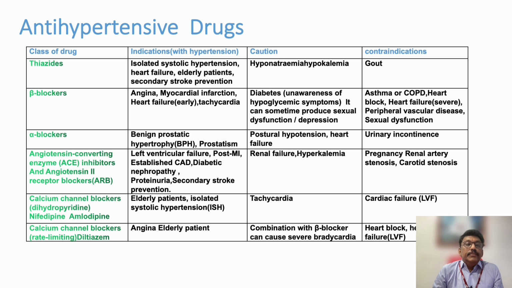Alpha blockers, if the patient is already having benign prostatic hypertrophy or prostatism, this may be the first line drug. But most of the time alpha blockers are second line drugs in treating hypertension. ACE inhibitors or ARBs can be started in all types of patients, but they are not used in patients having renal failure and pregnancy. So we have to remember two important contraindications for ACE or ARB, that is renal failure, and the other one is pregnancy. We should not use it in those conditions.